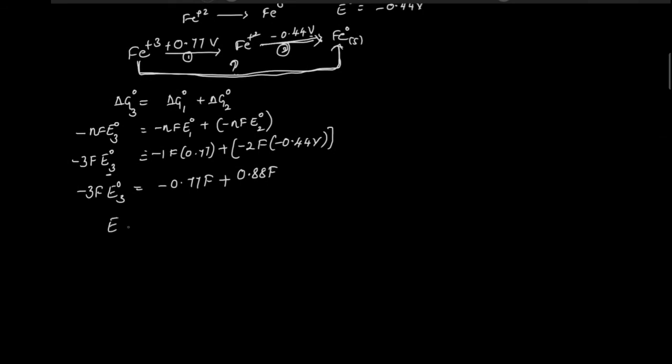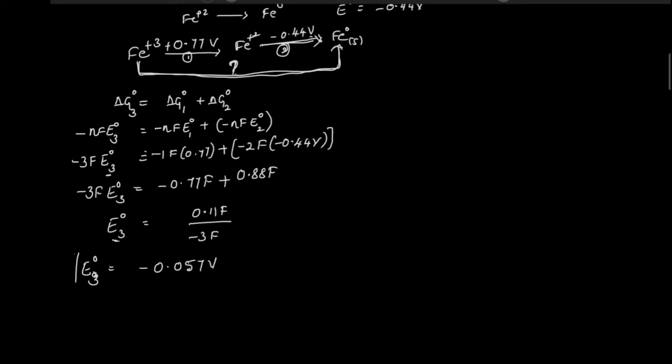On simplification, you need to calculate the E naught value for the non-adjacent species. To do this, you will get 0.11 F divided by minus 3 F. In doing this, you will get minus 0.037 volt. That is the E naught value of the third step.